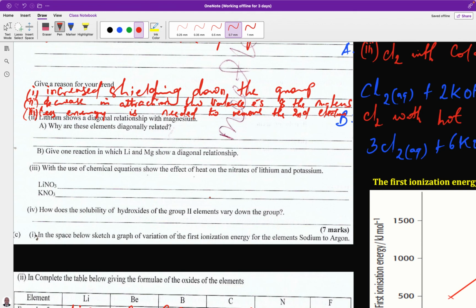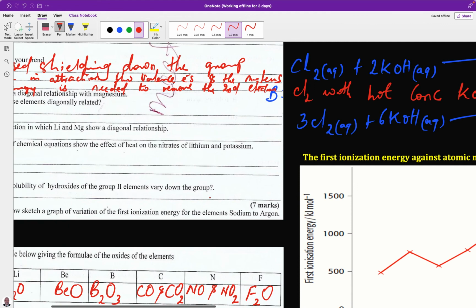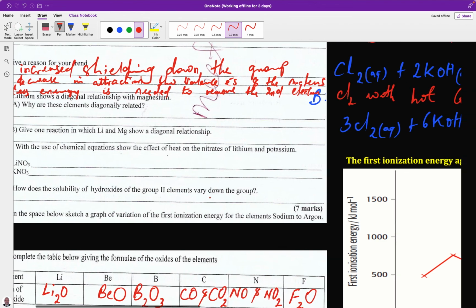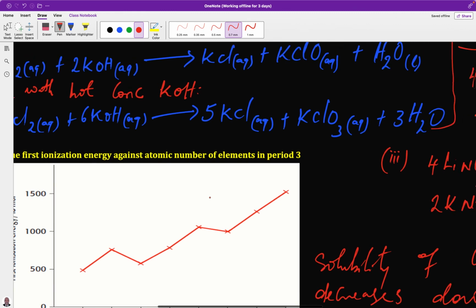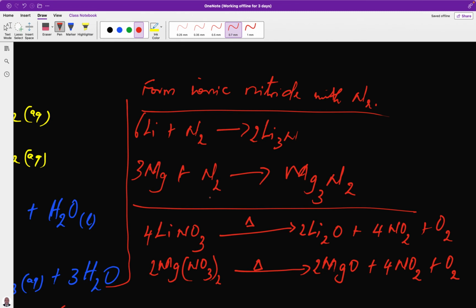It went further to say, give one reaction in which lithium and magnesium show a diagonal relationship. You know that they have a diagonal relationship physically and chemically. Physically in their identical ionic size, and chemically they react. An example is that they react to form ionic nitride when burnt in nitrogen in the atmosphere. Lithium will react with nitrogen to form ionic nitride.